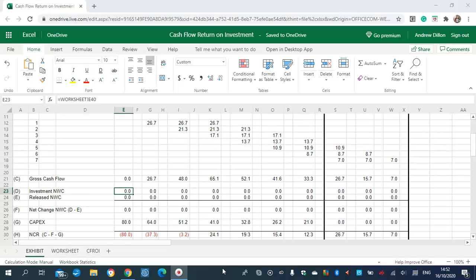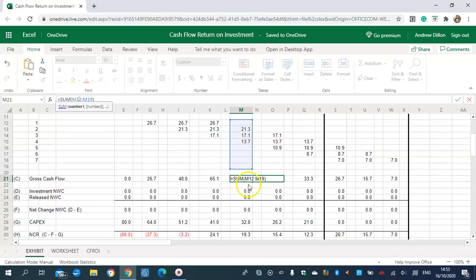So I was presenting details on gross cash flow. For investment NWC, you simply type in equals worksheet exclamation mark dot E40, or the relevant letter that's inserted on the heading. As for this, it is F40, so back to F. Here it's equals sum, now it's 12 and 19. For the others you have to match those letters together.